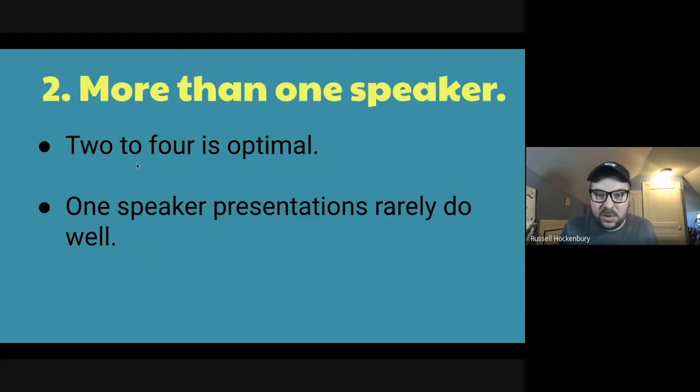Okay, number 2, if you have more than 1 speaker, okay? So if you've got 2, ideally 2 to 4 is optimal. This year, because we're virtual, you can have as many as you'd like. In past years, when we were live in person, 4 was the limit. You can only have 4 speakers at your table, but this year you can have as many as you like. But I would say that 2 to 4 speakers is optimal with this elevator pitch.